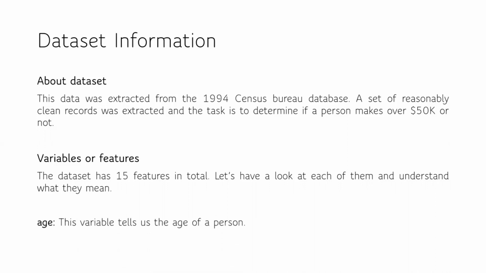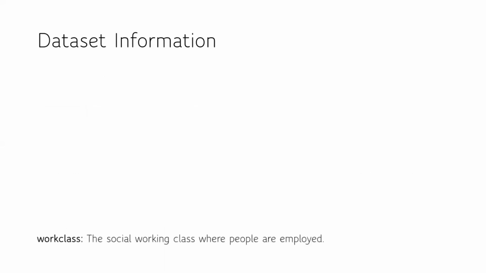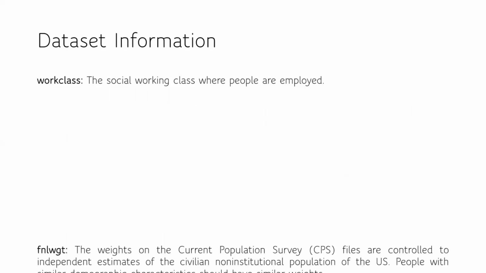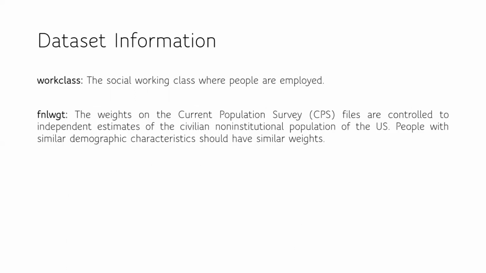The first one is age, that represents the age of a person. Next, we have the working class, that represents the working class of an employee. And the final weight represents the weight on the current population survey files, which are controlled to independent estimates of the civilian non-institutional population of the US. People with similar demographic characteristics should have similar weights.